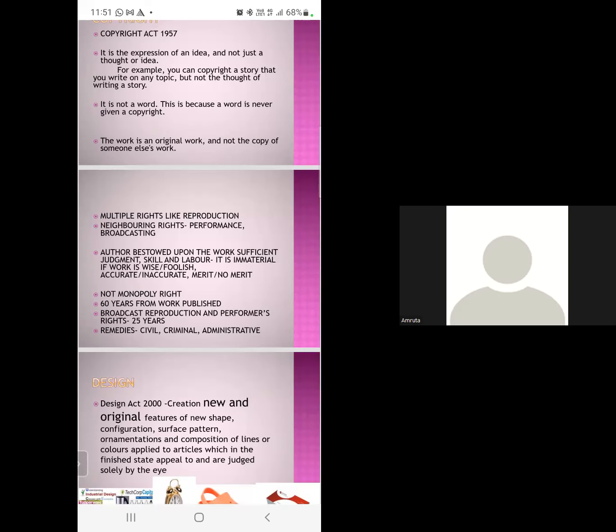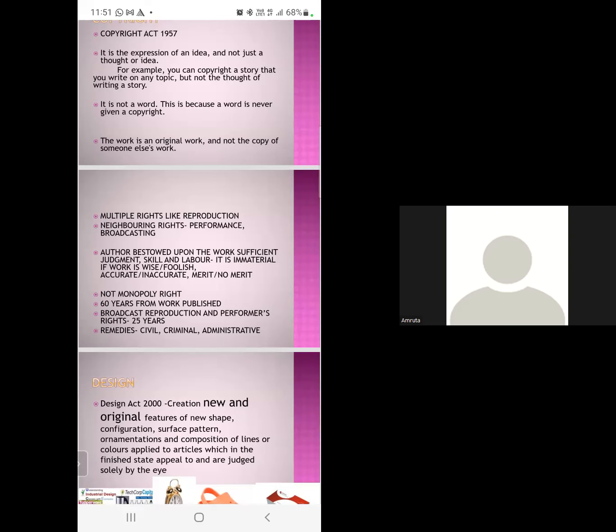So once a work of artistic nature is created, you can have different rights or different acts based on that product. For example, if you write a novel, it can be made into a play, a film, or just a short film, or someone can just narrate your novel. So these multiple rights, neighboring rights, are created once one copyright work is created.